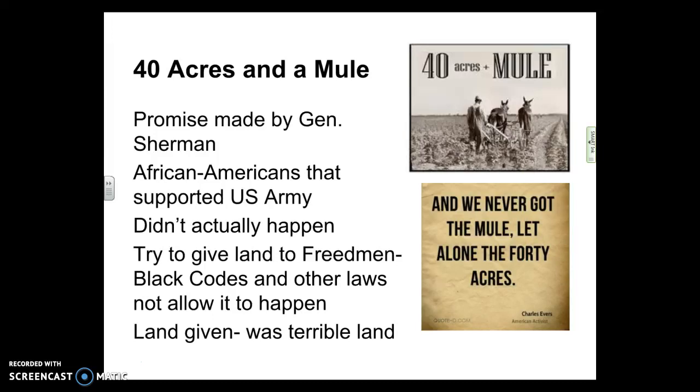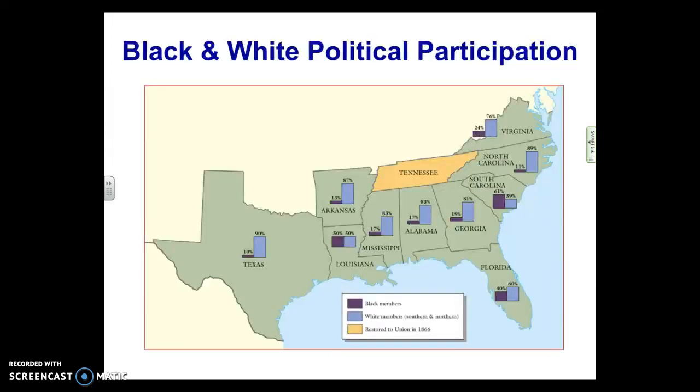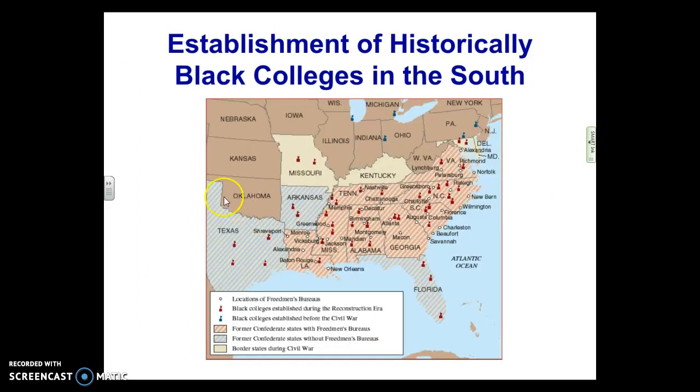And so it's used a lot by activists even today, stating, we never got the mule, we never got the 40 acres, and that we were promised this land and never got it, and now people are stuck sharecropping. You can just see how much participation was happening by African Americans. So some states had more African American voting population. Some had very, very little in terms of who voted in the different states here.